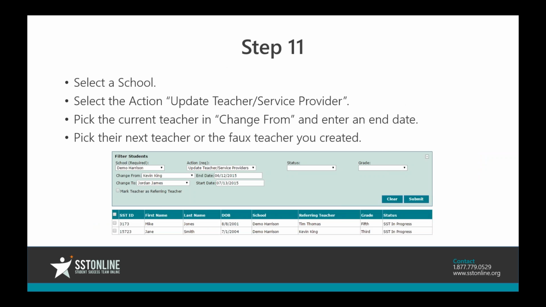You're going to select a school. This is required, so you have to do this by school. So you select a school, then you select the action to update teachers / service providers. You pick the current teacher, and remember that this is going to be if you advanced your 5th grade up to 6th grade, Kevin King is going to be your 5th grade teacher, so your 5th grade class.